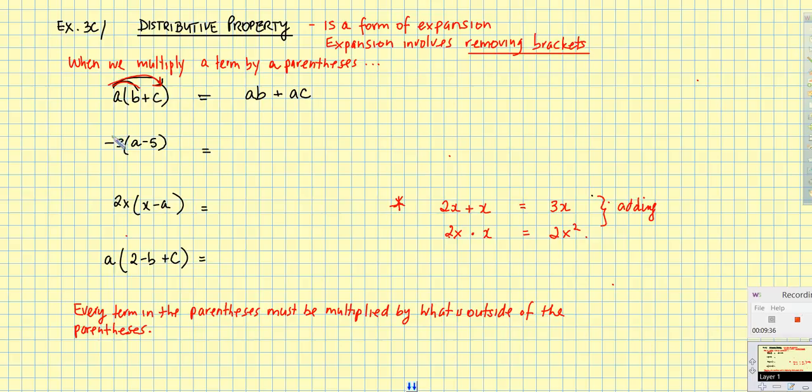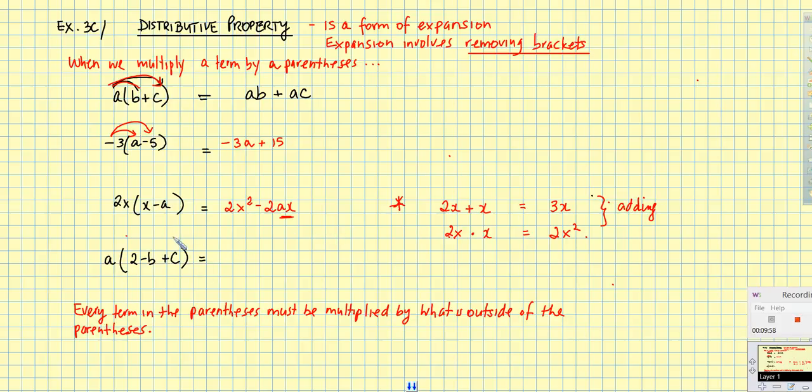Next one, if I have negative 3 times bracket a minus 5, it's negative 3 times a, and negative 3 times negative 5. So it goes to negative 3a plus 15. Then 2x times x minus a will give me 2x squared minus 2ax, or 2xa. But we usually place the letters in alphabetical order. So we don't tend to say 2xa, but 2ax.